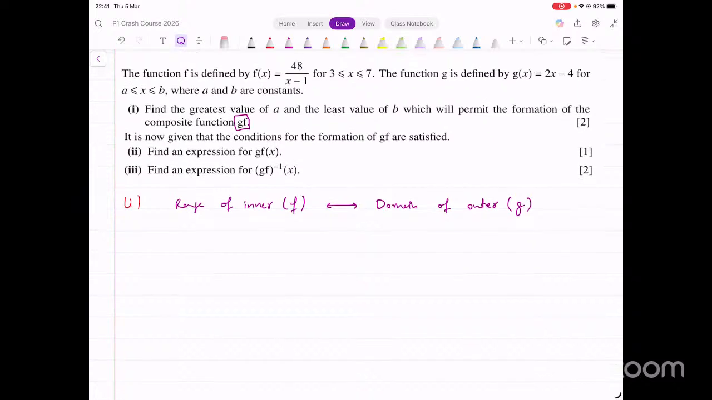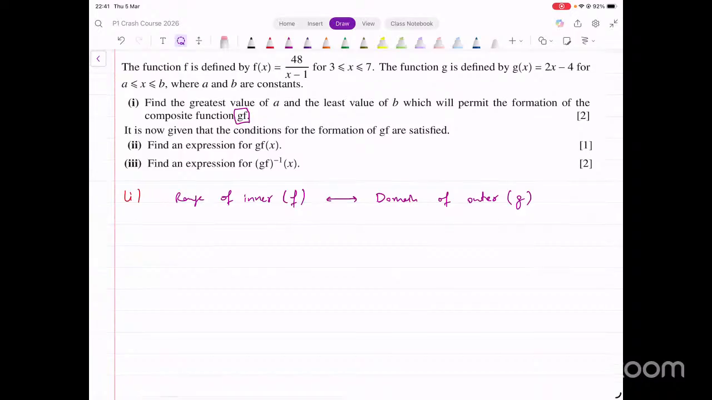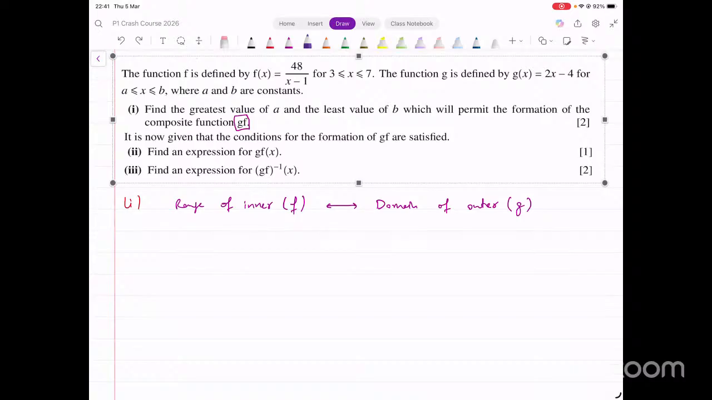Now, do we know any of these things? Do we know the domain of g or the range of f? Domain of g is given to be this, x between a and b. Let's write that down here. Range of f. Can we figure that out? We can figure that out. We are given the domain. It's going from 3 to 7.